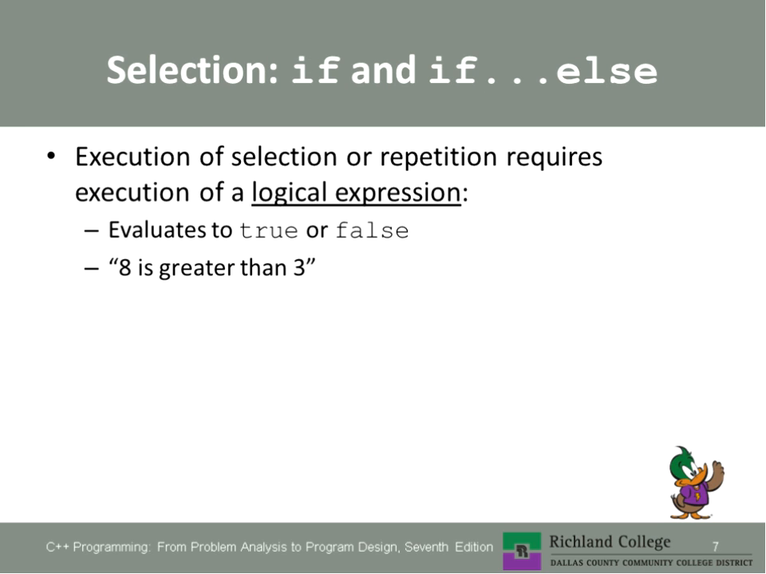Execution of selection or repetition requires evaluation of a logical expression. The logical expression will evaluate to either true or false. Computers don't understand maybe. They only go either or, left or right. So the question might be, is 8 greater than 3? And then the answer is true. That means the code will branch to the true side of our flowchart.